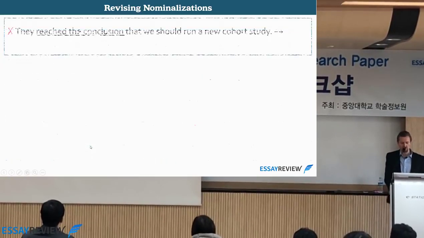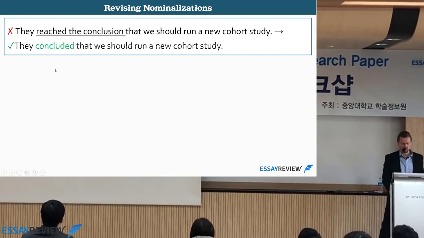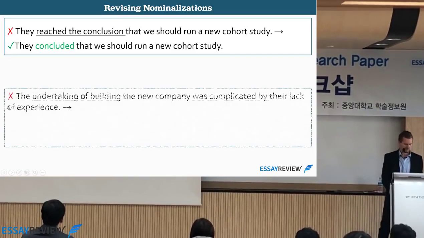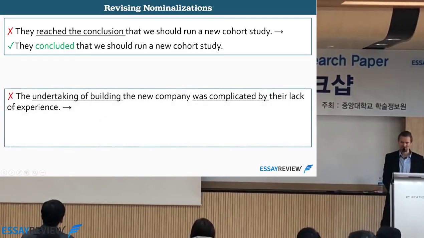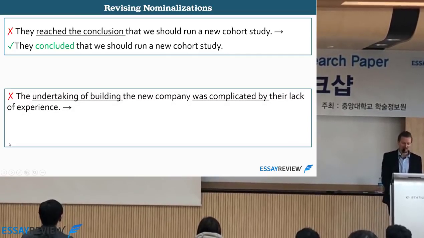"They reached the conclusion that we should run a new cohort study." What's a better way to write this? Nice. "They concluded that we should run a cohort study." "The undertaking of building the new company was complicated by their lack of experience." It's tough. I don't know who wrote this in the beginning. "They lacked experience, which complicated how they built the new company."